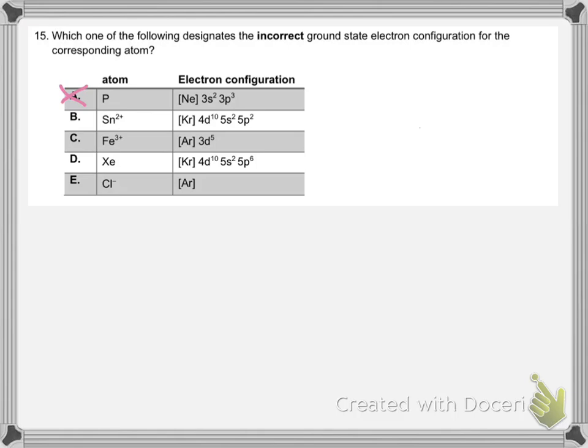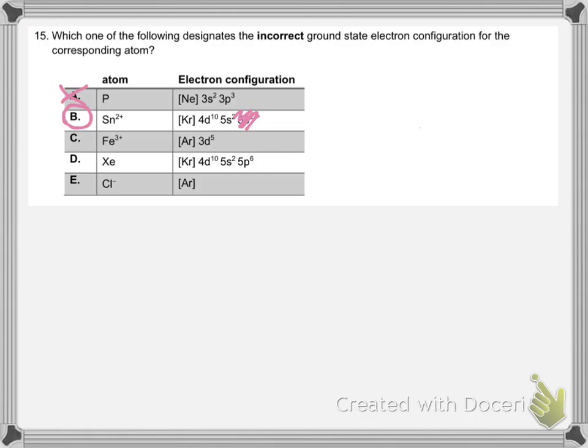For B, as written actually, we have the configuration for neutral tin. And what we have is actually tin 2+, and so we need to have lost 2 electrons. And those electrons that we would lose would be the 5 p electrons. Okay. And so B is not the correct configuration, so that is our answer.